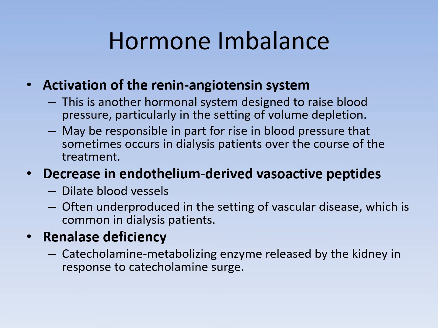The blood vessels in dialysis patients produce vasoactive peptides, which dilate blood vessels, things like nitric oxide, and they are often underproduced in the setting of extensive vascular disease, which is common in dialysis patients. Finally, there is an enzyme that is produced by the kidney called renalase, and that metabolizes catecholamines like epinephrine and norepinephrine. And so if you don't have good kidney function, you don't make as much of this renalase, and so you have too much catecholamine, too much epinephrine and norepinephrine in your circulation, which will raise your blood pressure.